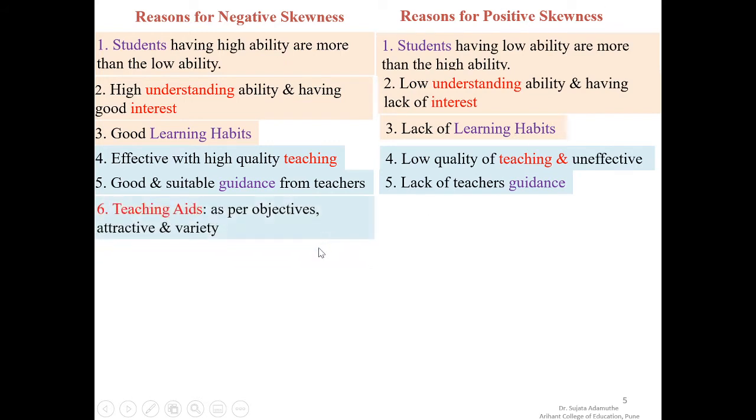If the teachers are using very good teaching aids as per the objective, and they are very attractive, and there is a variety of teaching aids, that means variety in the PowerPoint presentation, they are showing many videos regarding that, and teachers are using charts and models like that, then automatically the understanding ability of the students will enhance and they will get good scores in the test, and the negative skewness we will see there.